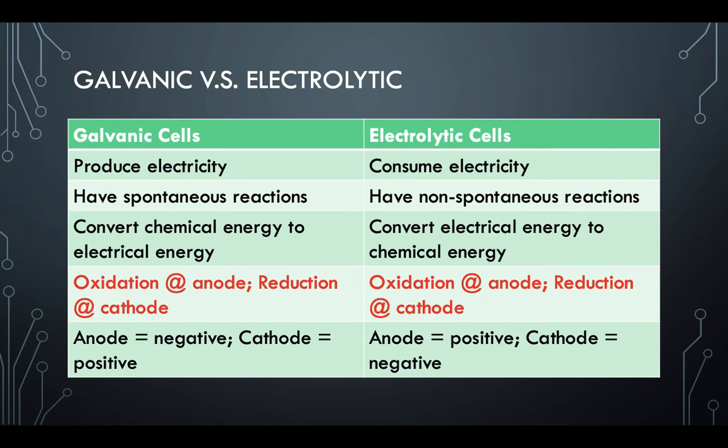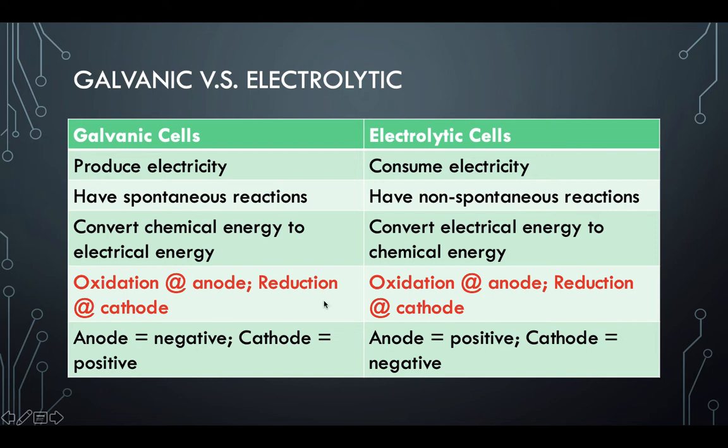Okay, so let's revise our memory with a comparison between galvanic cell and electrolytic cell. One produces energy, electricity, and the other one consumes it. A galvanic cell utilizes a spontaneous reaction and converts chemical energy into electrical energy. An electrolytic cell does exactly the opposite. It converts electrical energy back to chemical energy through a non-spontaneous reaction.